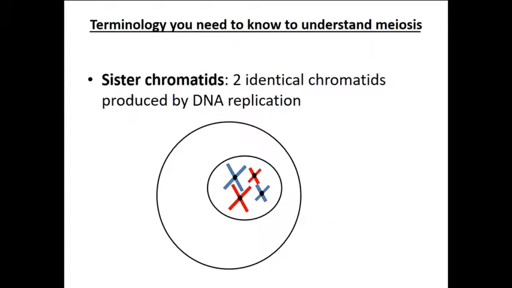All right, before we go through the process of meiosis, there is more terminology. Okay, you already learned about sister chromatids. Those are the two identical chromatids produced by DNA replication. Okay, so there is one, I'm going to circle the blue one, chromosome consisting of two sister chromatids.